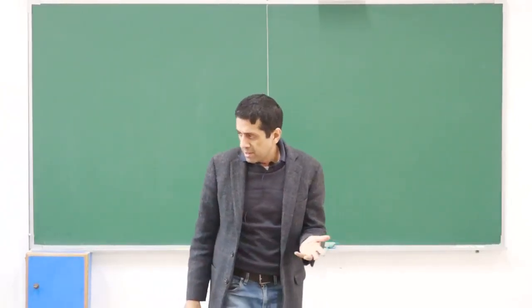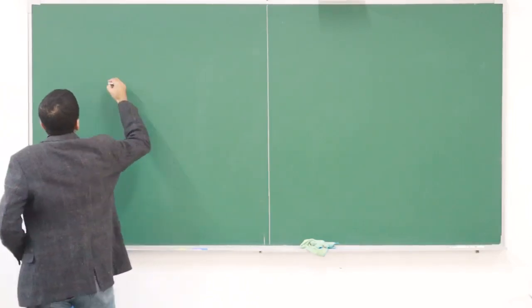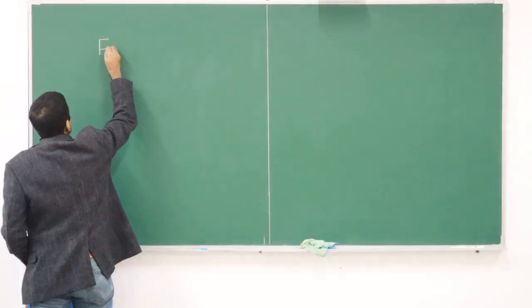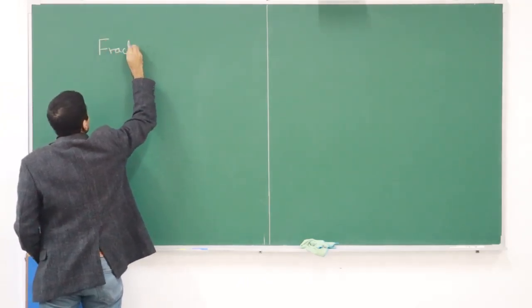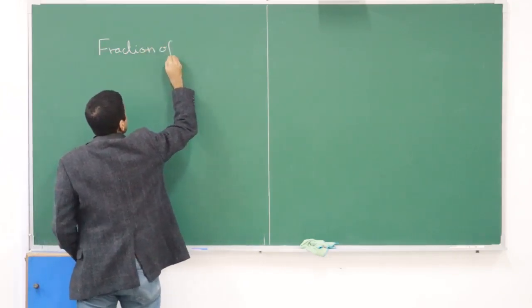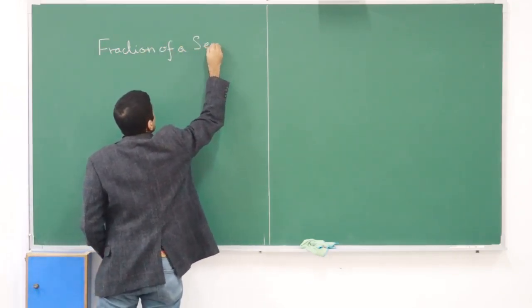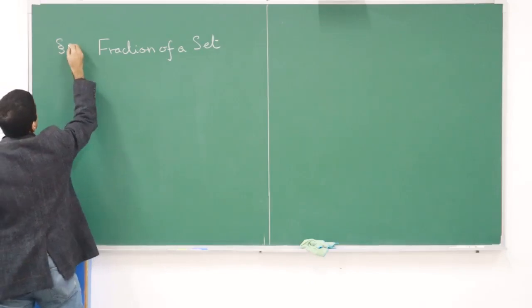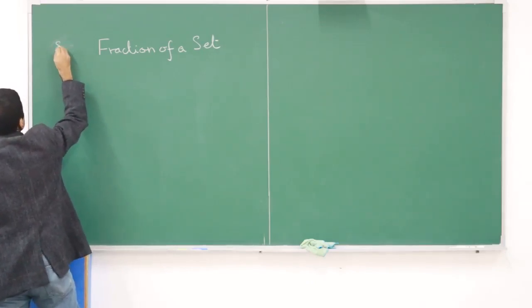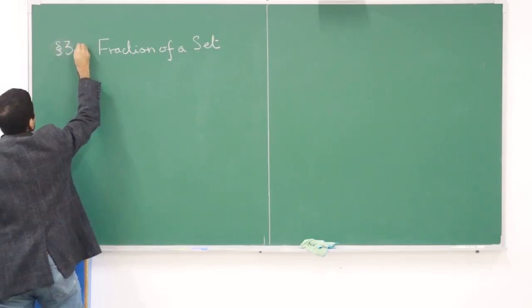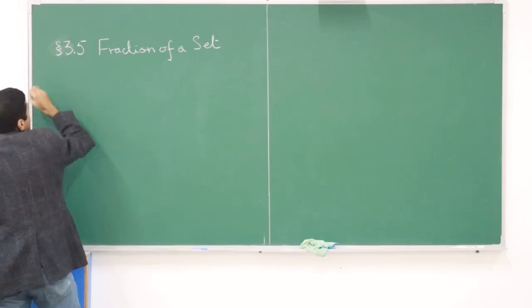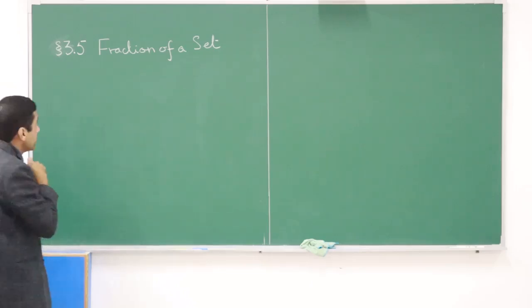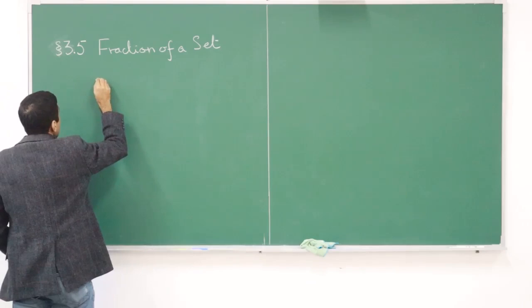Today we're going to start with section 3.5, and this is a fraction of a set. Let's look at fraction of a set, section 3.5.